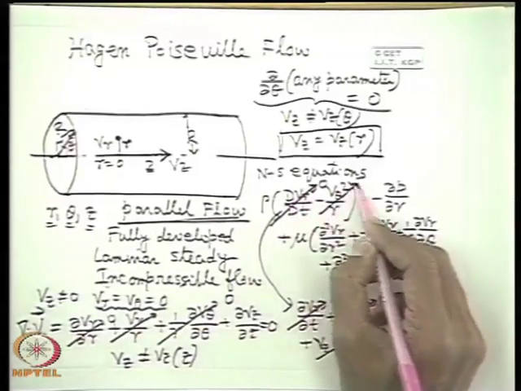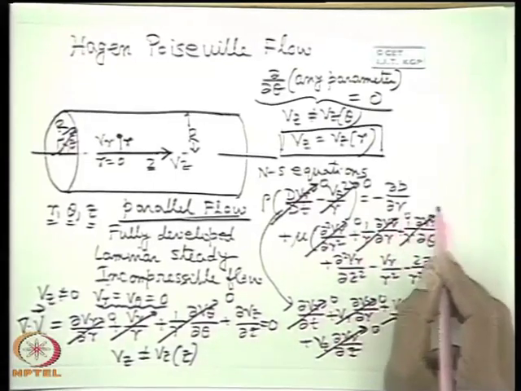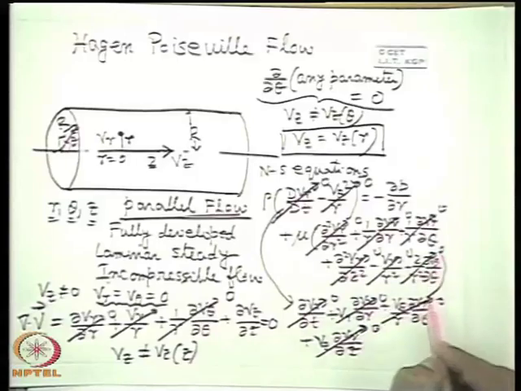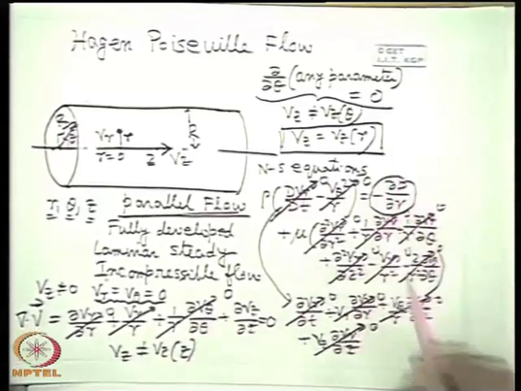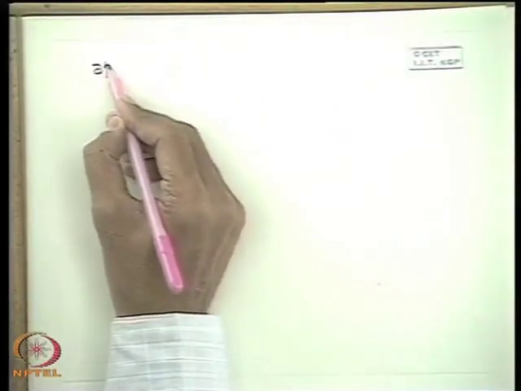There is no v theta. All these terms are 0 because Vr is non-existent. So there is no Vr and its gradient. So therefore the only consequence is that del p del r is 0.